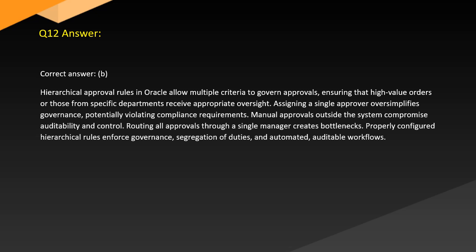Answer. Correct answer: B. Hierarchical approval rules in Oracle allow multiple criteria to govern approvals, ensuring that high-value orders or those from specific departments receive appropriate oversight. Assigning a single approver oversimplifies governance, potentially violating compliance requirements. Manual approvals outside the system compromise auditability and control. Routing all approvals through a single manager creates bottlenecks. Configured hierarchical rules enforce governance, segregation of duties, and automated, auditable workflows.